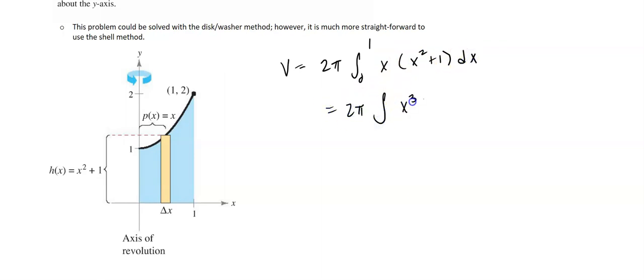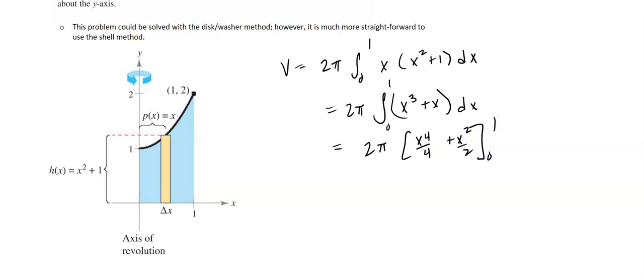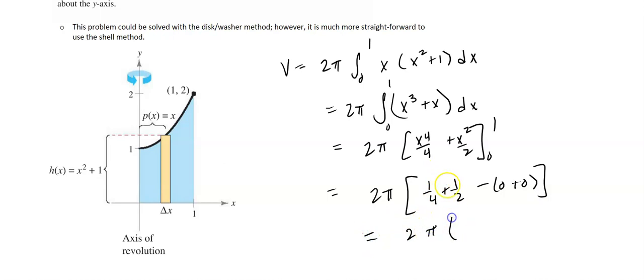We'll have x cubed plus x going from 0 to 1. And that's going to give us x to the 4th over 4 plus x squared over 2 from 0 to 1. And then we will plug those in and we'll have 1/4 plus 1/2 minus 0 plus 0, which gives me 2 pi times, 1/2 plus 1/4 is 3/4, or 3 pi over 2 units cubed.